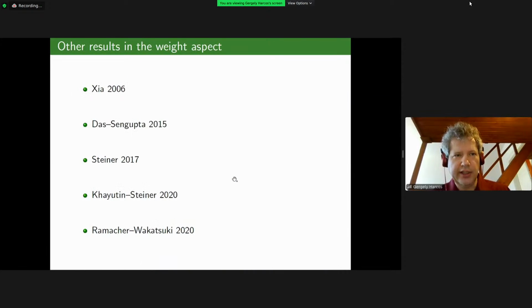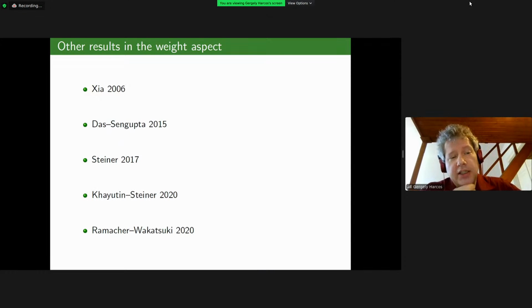Okay, so in the next, there is a slide about other results in the weight aspect, but I should emphasize that apart from the last one, Ramacher-Wakatsuki, the results are not really comparable to our result because it addresses a rather different situation, but from a representation theoretic point of view, the situation is similar. The first 4 references talk about holomorphic Hecke cusp forms on the upper half plane in the weight aspect.